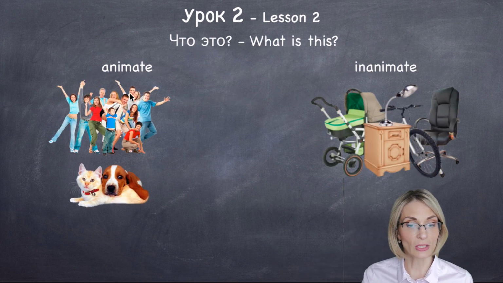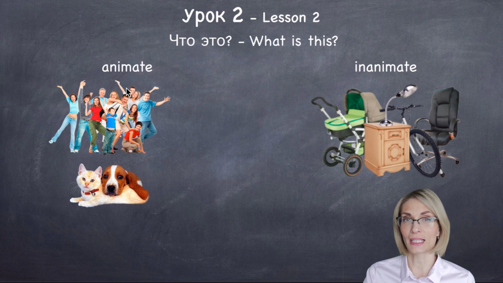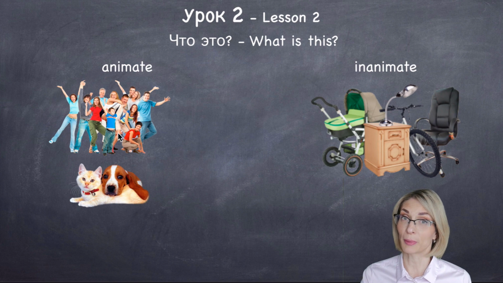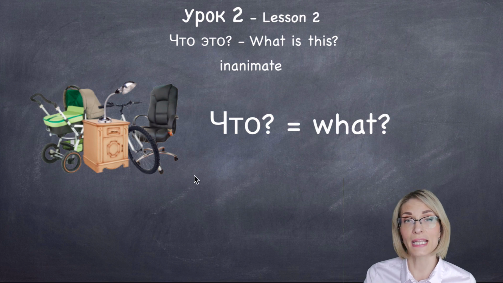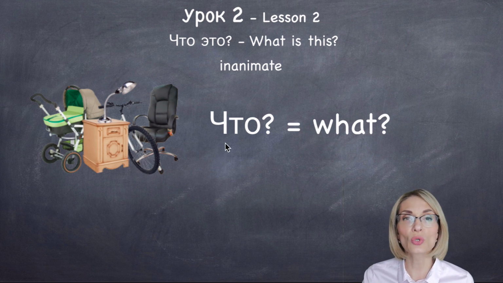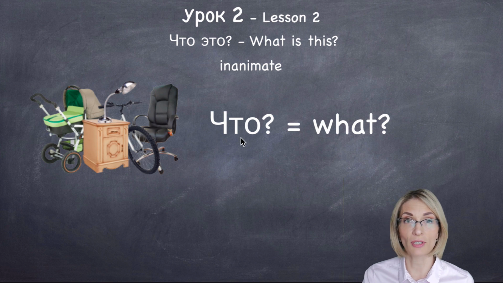So last time we talked about animate nouns and asked a question, кто это? Who is this? For people and animals. Now it's time for inanimate nouns. The question for inanimate nouns will be что? Что это? Notice how I pronounce this combination of consonants. Что, even though it's written что.